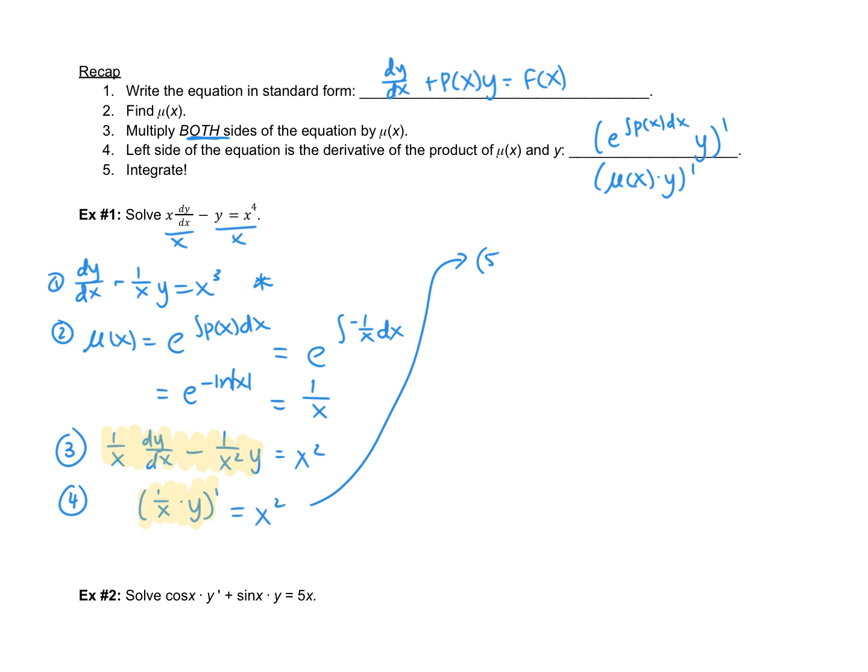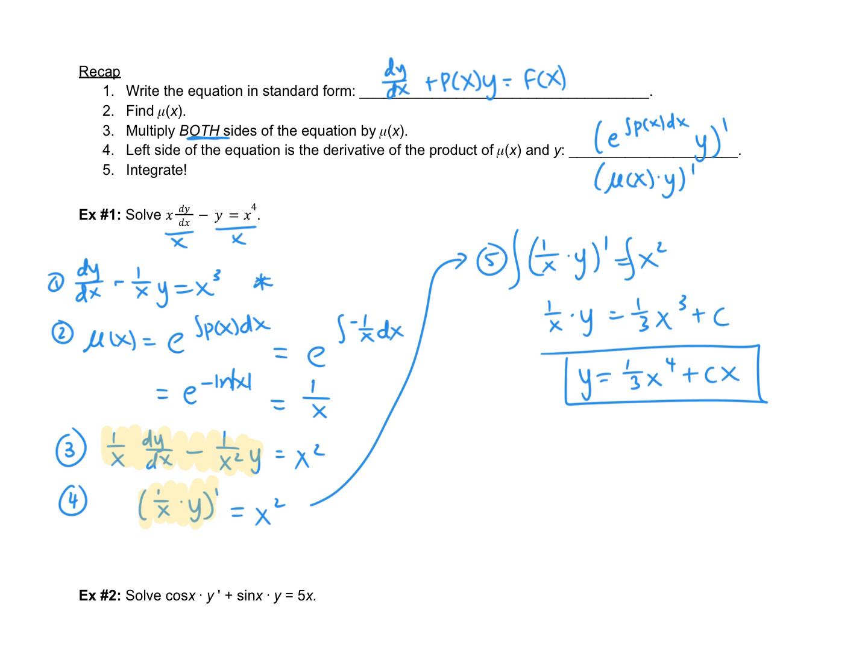So last thing that we're going to do is integrate. So if I integrate, I'm going to get 1 over x multiplied by y is equal to 1/3 x cubed plus c. In this case, solve for y if you can. If you can't get an explicit solution, which we can. So we're going to get 1/3 x to the 4th plus cx.